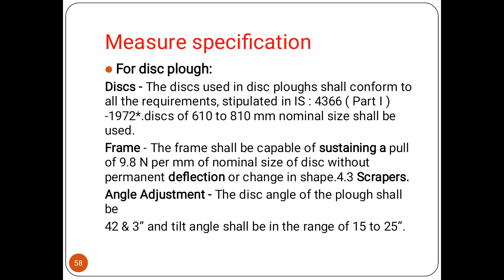Now the specification for disc plough. Remember that the disc used in a disc plough shall conform to all the requirements stipulated in the IS code. So discs of 610 to 810 millimeter nominal size shall be used. The frame shall be capable of sustaining a pull of 9.8 Newton per millimeter of the nominal size of the disc without permanent deflection or change in shape. For angle adjustment, the plough shall have a disc angle of 42 to 43 degrees, and the tilt angle shall range from 15 to 25 degrees.